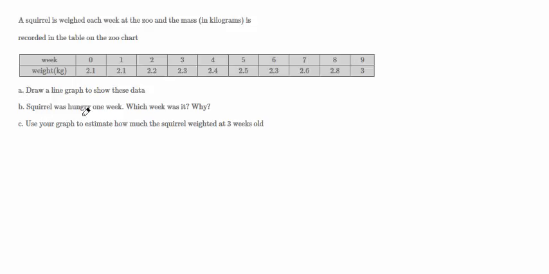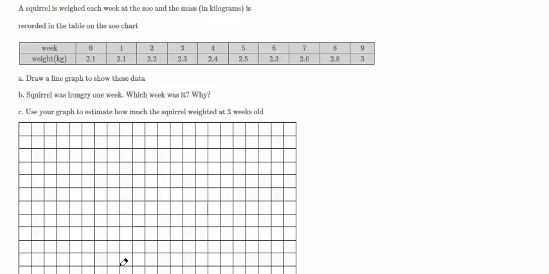There are 3 questions we need to answer. The first one is, draw a line graph to show these data. On a graph paper, let's have the x-axis as the week number and the y-axis as the weight. So we have x, that's the number of weeks, and y, that's weight in kilograms. And we have week 0, week 1, week 2, week 3, week 4, 5, 6, 7, 8, and 9.